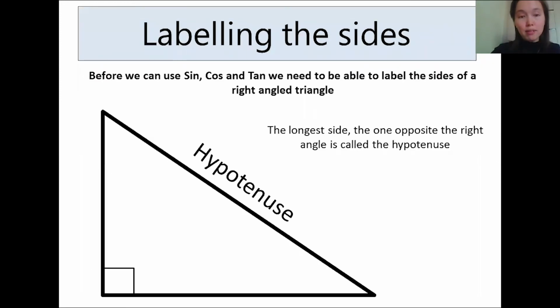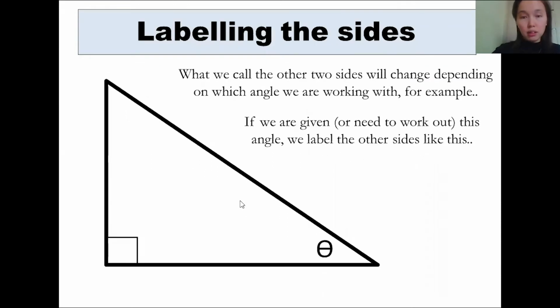First of all, we must label the sides of this right angle triangle. It's very important. Here, the long side, opposite to the right angle, is called the hypotenuse. What about the two other sides? Before we label these two other sides, we must take the angle.